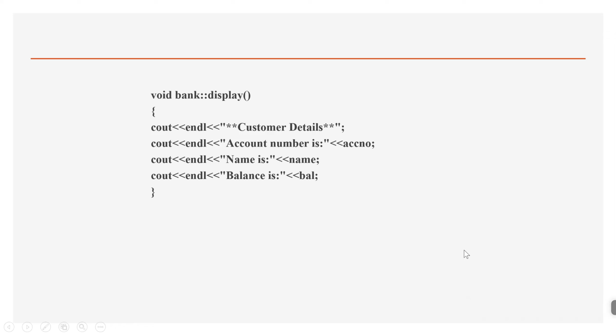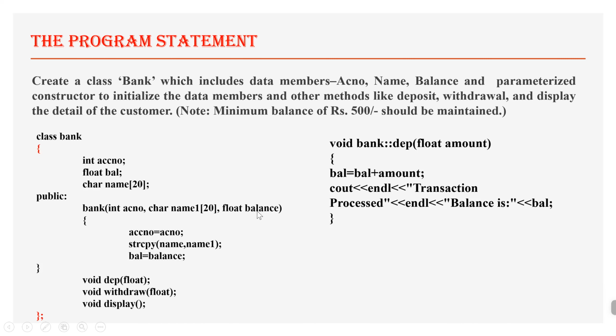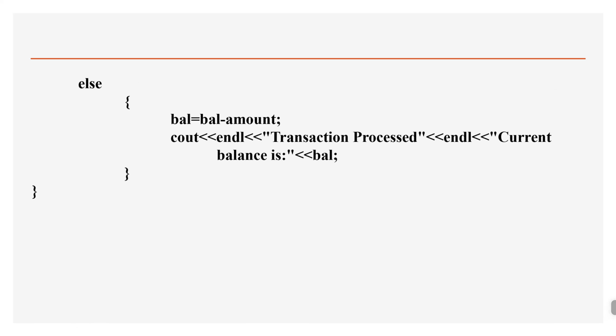Now when it comes to display, you'll be displaying customer details. What are the customer details you are displaying? Account number you're displaying, name you're displaying, balance you're displaying. So altogether you have declared a class, you have used a parameterized constructor, you have used three functions. One is a function to deposit the money, another function is to withdraw the money, then display the account balance. This much we have seen.